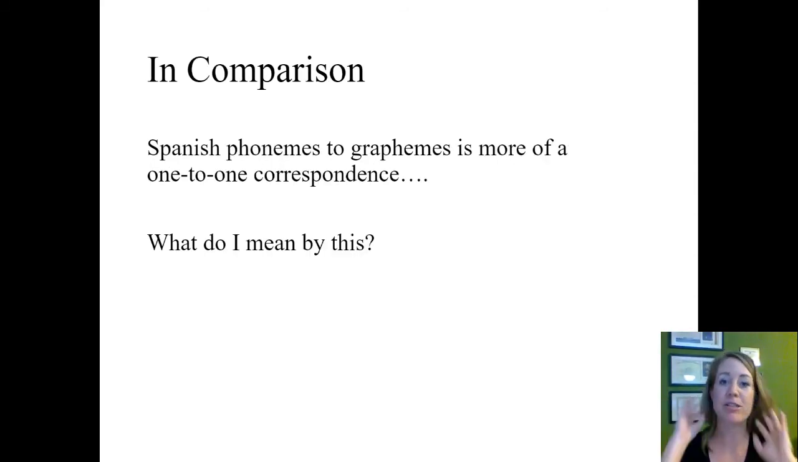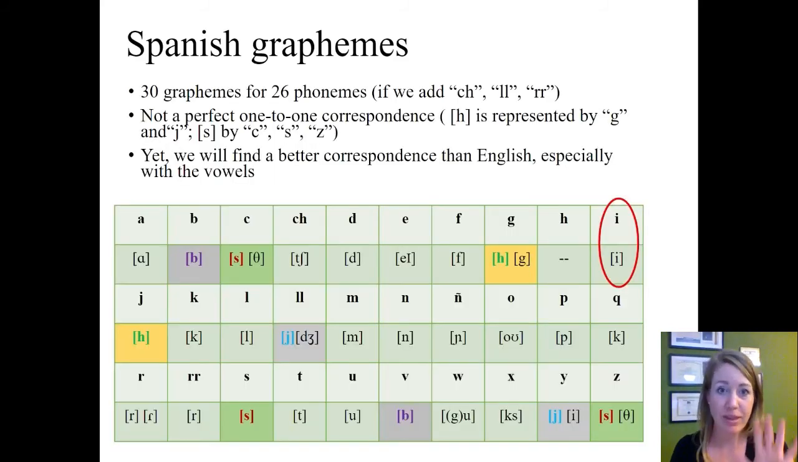This is the interesting part. Spanish phonemes to graphemes is more of a one-to-one correspondence, unlike English. And if that doesn't make sense, let me tell you and show you what I mean. In Spanish, when you have a letter, a grapheme, it typically represents one phoneme. There's no variability like in English, and I'll show you an English example again.